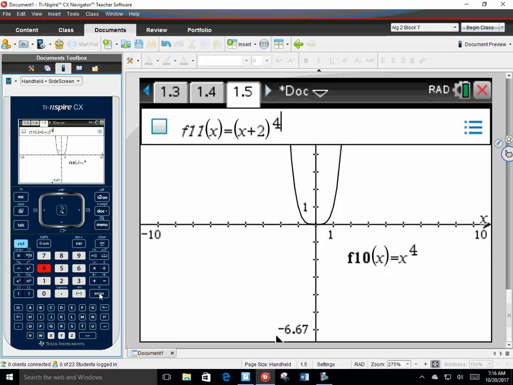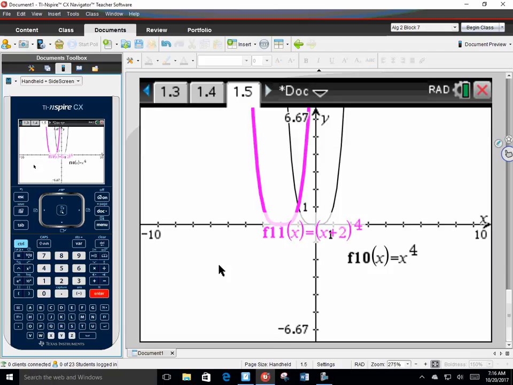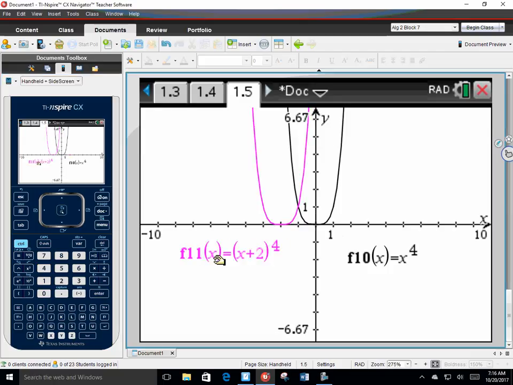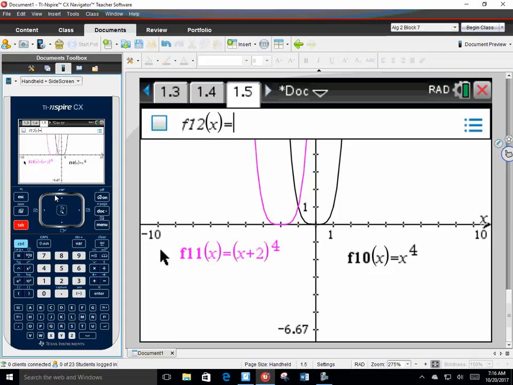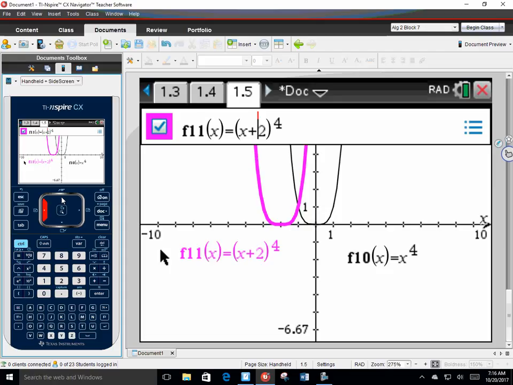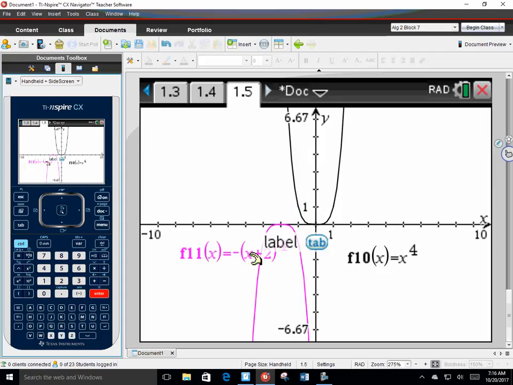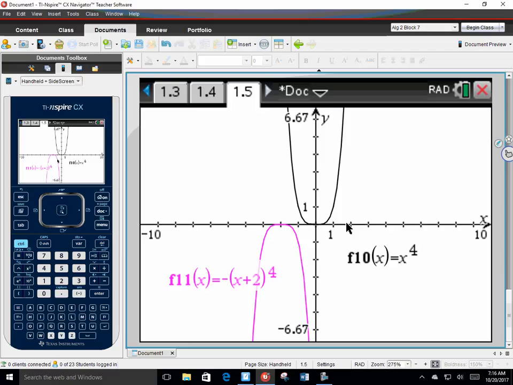So does that indeed shift it left 2 units? Sure does. There it is. But now we really wanted a negative in front of this, so let's make that change. I'm going to go up, edit this, and just put a negative in front. And there it is, reflected over the x-axis. It's been shifted 2 units to the left and reflected over the x-axis.